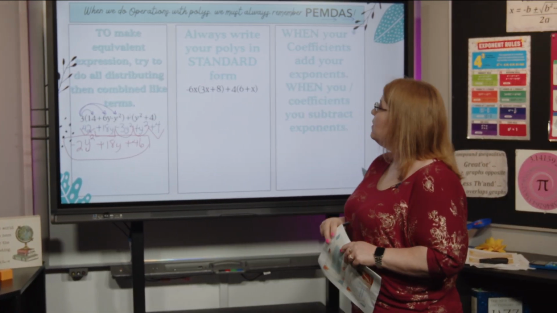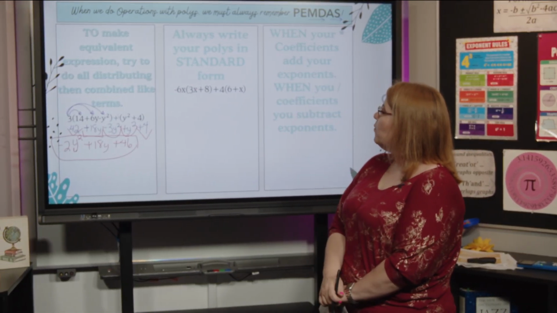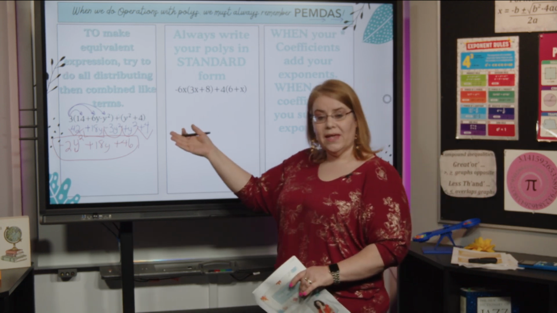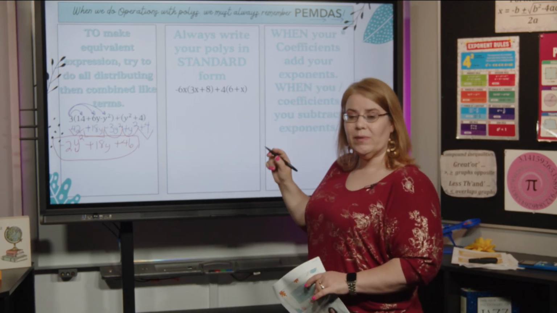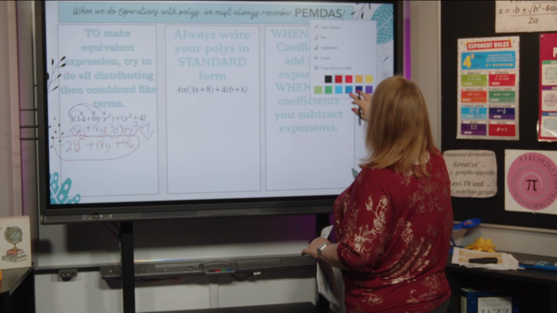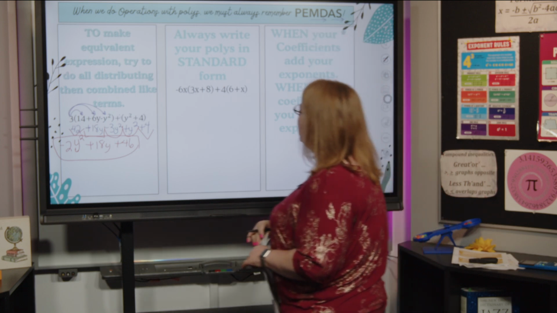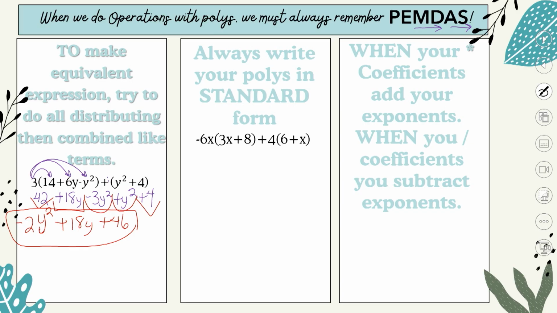So let's try this middle one. It says always write your polynomials in standard form, which we did, but now let's look at this one a little bit closer. I'm going to get a different color for this one. We'll get blue. So here we go. I'm going to distribute. Miss Killen uses arrows, and that's okay. And I'm going to distribute 2 times. So here we go.